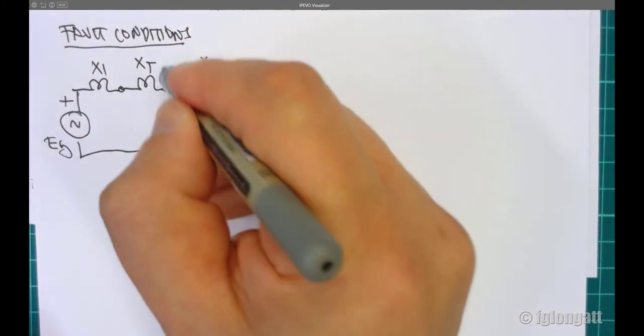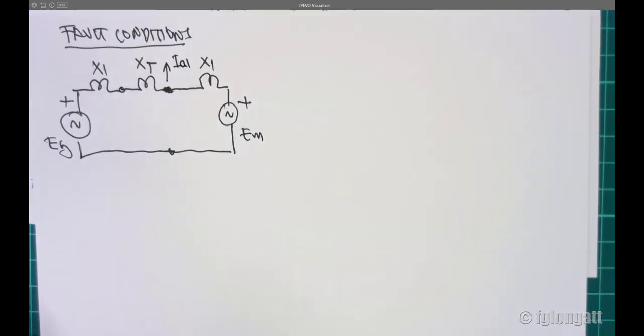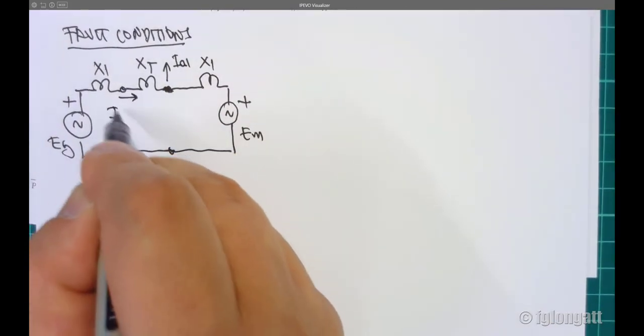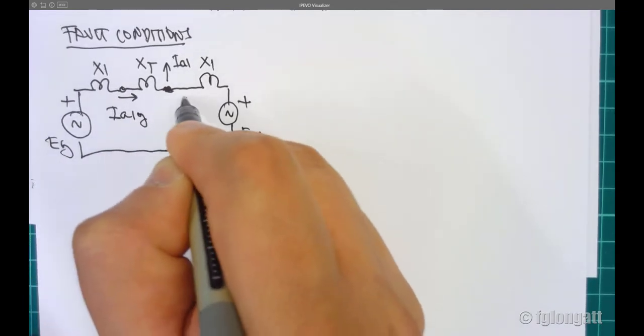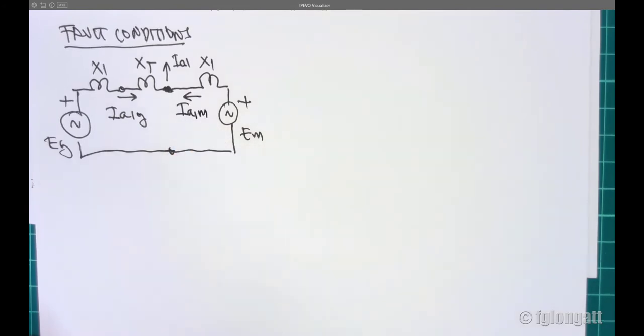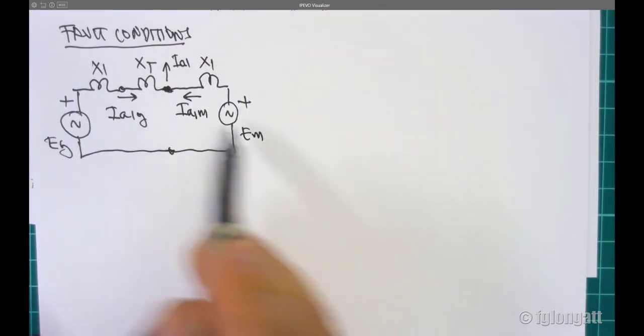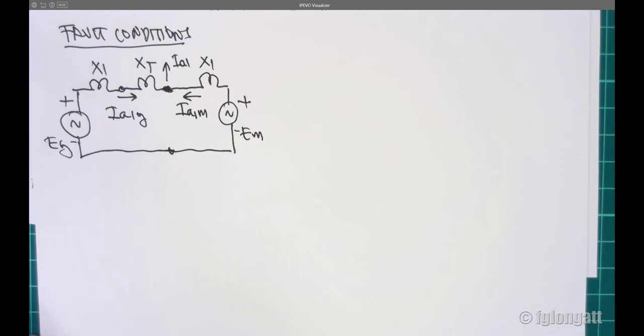Okay? But during fault condition, the current here is known. This current contribution over here is known. And also this one, this current contribution coming from the motor is also known. We don't know those 3 values and those 2 more 5 values that we don't know. This is the positive sequence network.